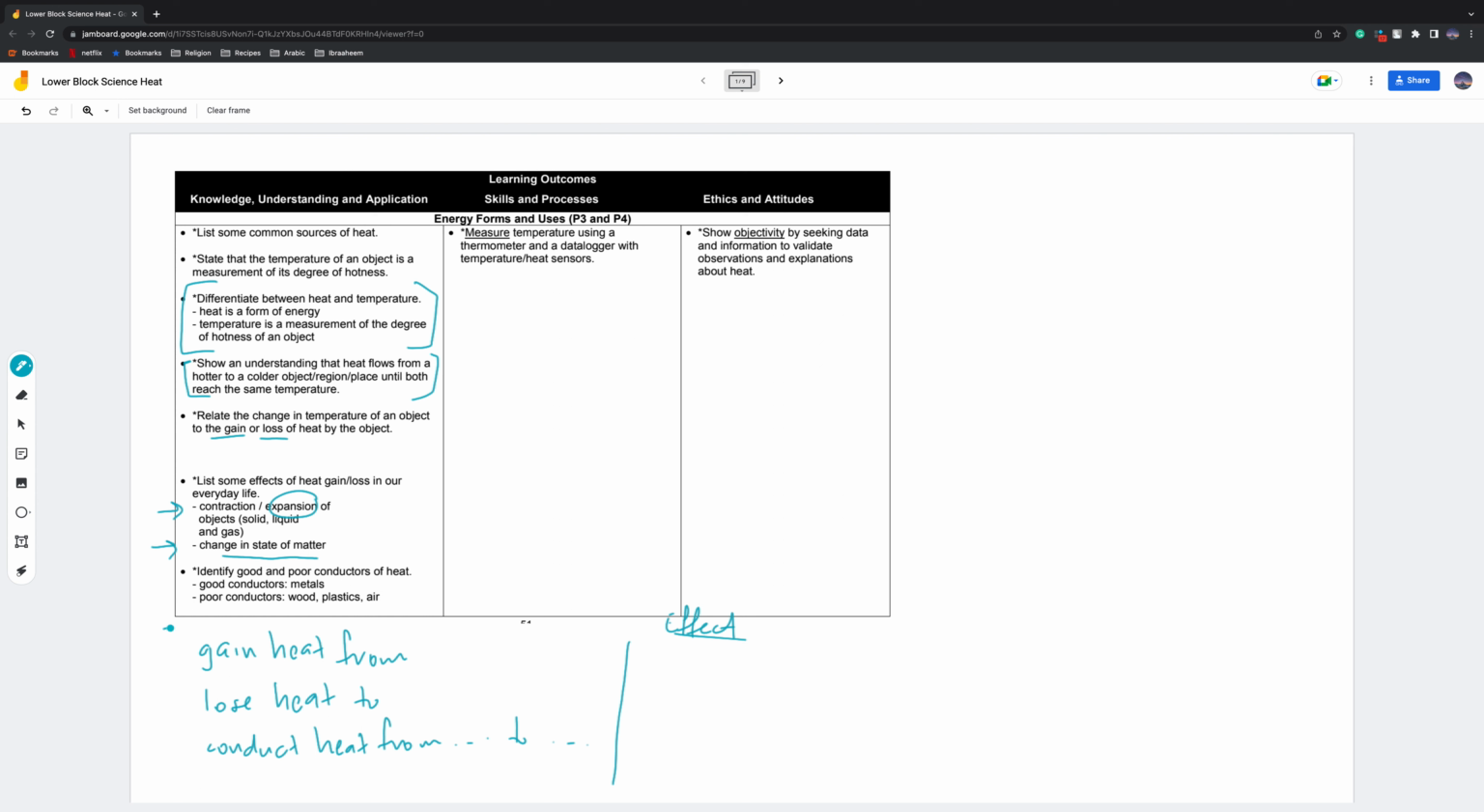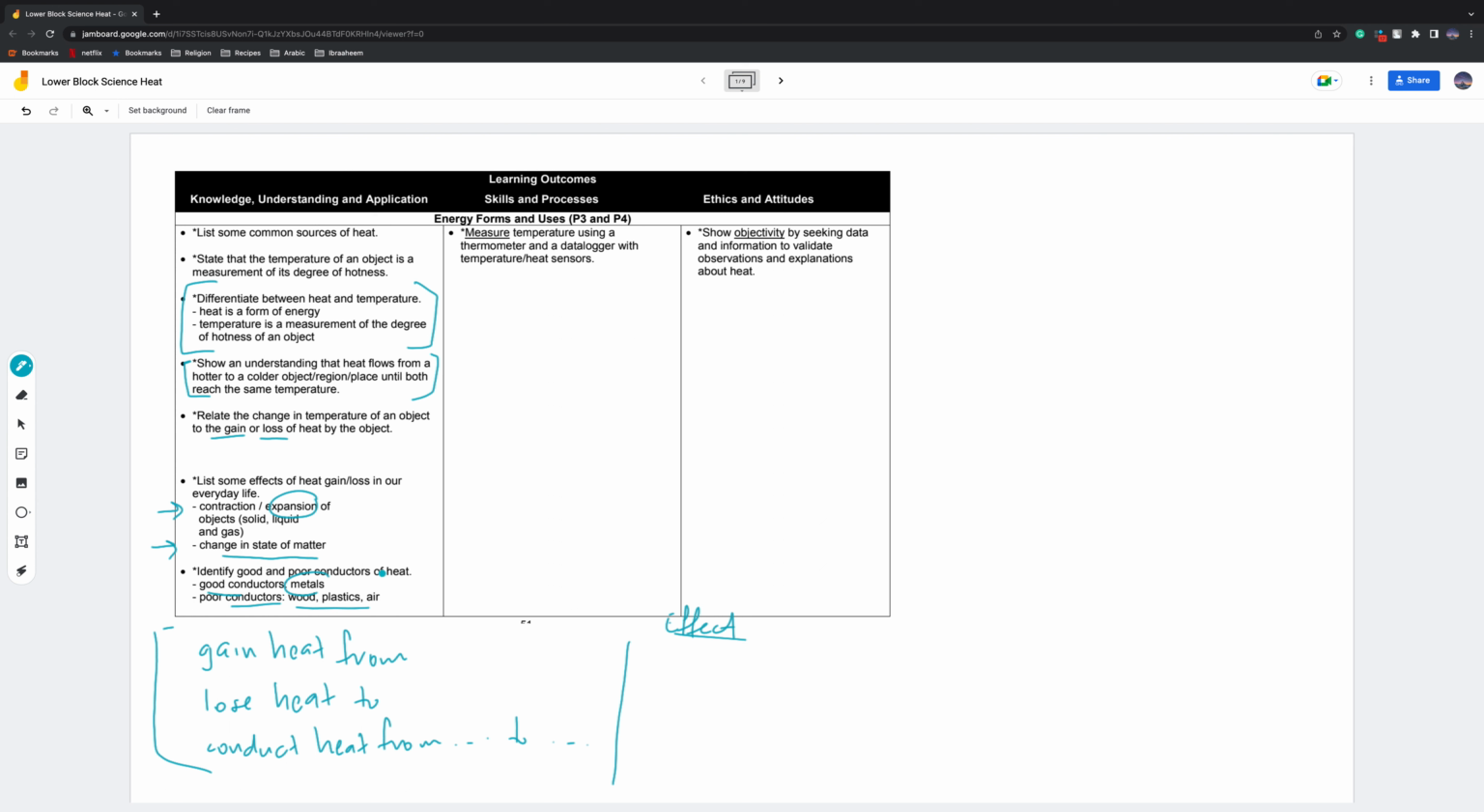Alright, but you usually, about 90% or more, 99% probably, you'll talk about gain heat from, lose heat to, conduct heat from somewhere to somewhere. And you need to identify good and poor conductors. Good conductors, as already mentioned, are metal, and for poor conductors, they give some examples here.